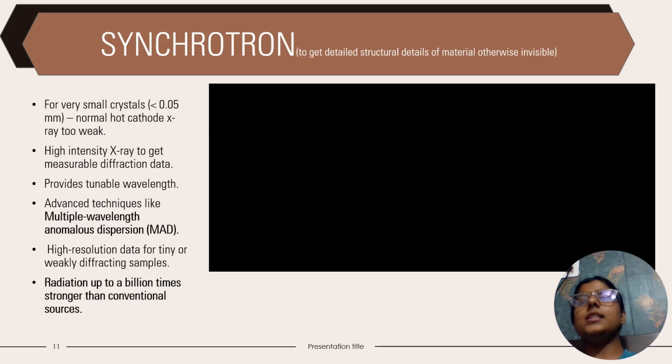So to summarize, synchrotron accelerates electrons to nearly the speed of light first. Second, when electrons are bent by the magnets, they emit powerful X-ray radiation tangentially. And third, these X-rays are intense, focused and tunable, making them ideal for advanced research in crystallography, material science and biology. And that sums this up.